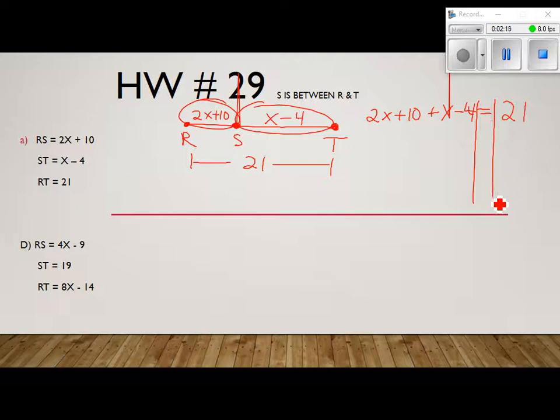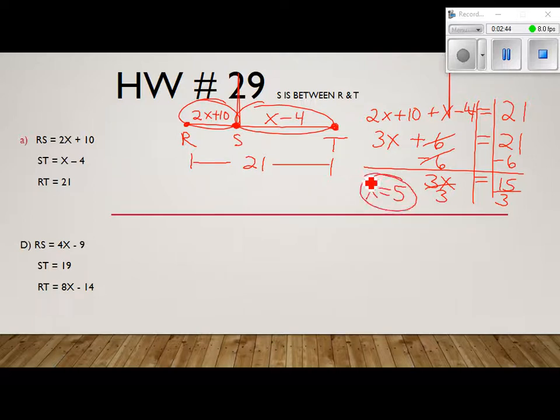First thing I do is collect like terms. 2x and x give me 3x, 10, and a negative 4. 6. Minus 6 on both sides. Good. 15 equals 3x. Still, these canceled out. Divide by 3. X equals 5. X equals 5. You get x equals 5, and that's correct.